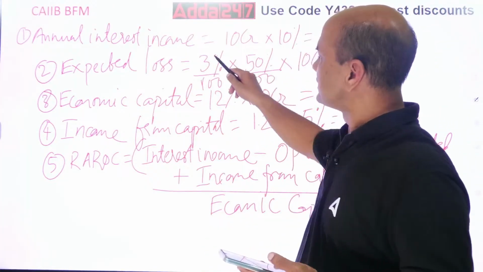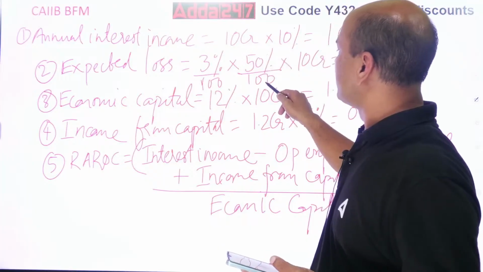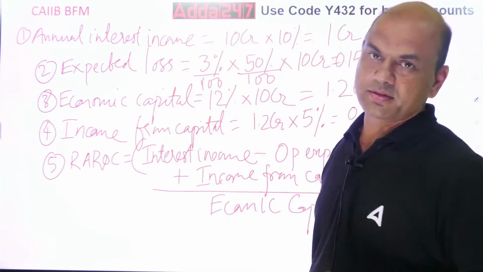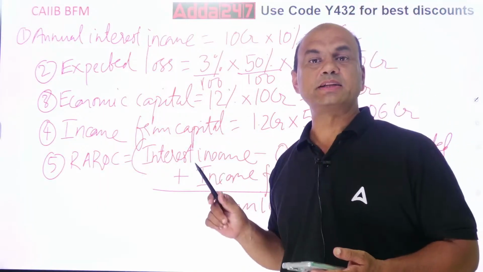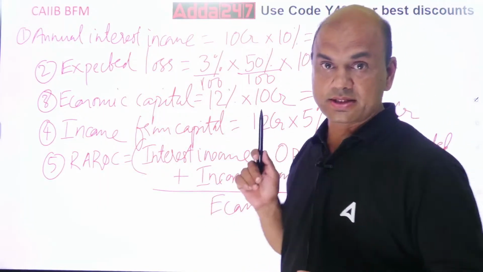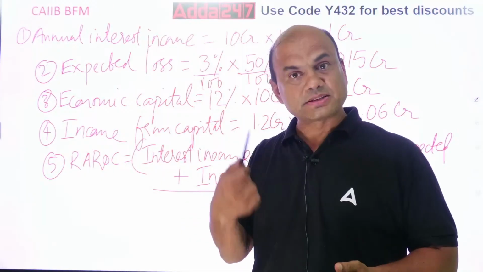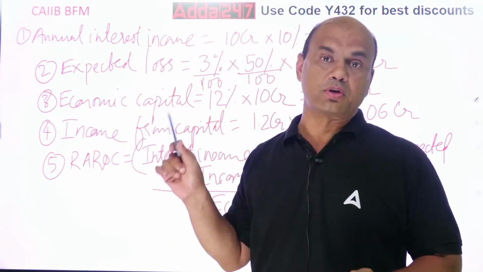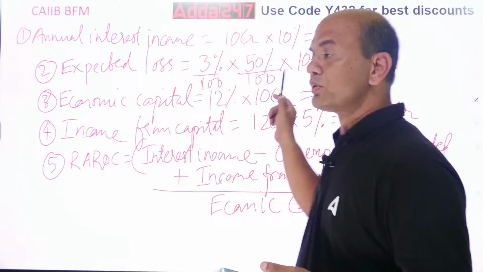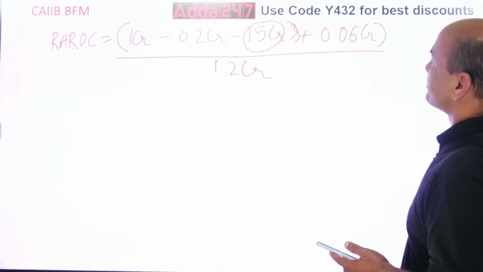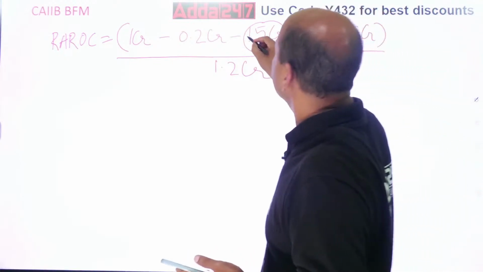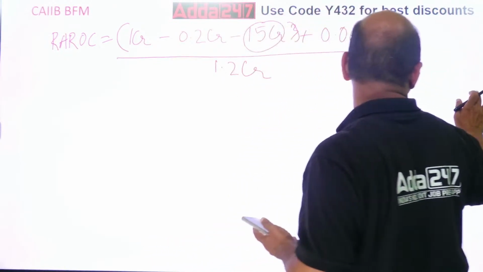3% into 50%: 3 upon 100 into 50 upon 100 into 10 CR. Again, never ever try these manual calculations in the exam. Even if you are the best problem solver, you will always go wrong. So do this for 0.15 CR. Got it? So now write this 0.15 CR.